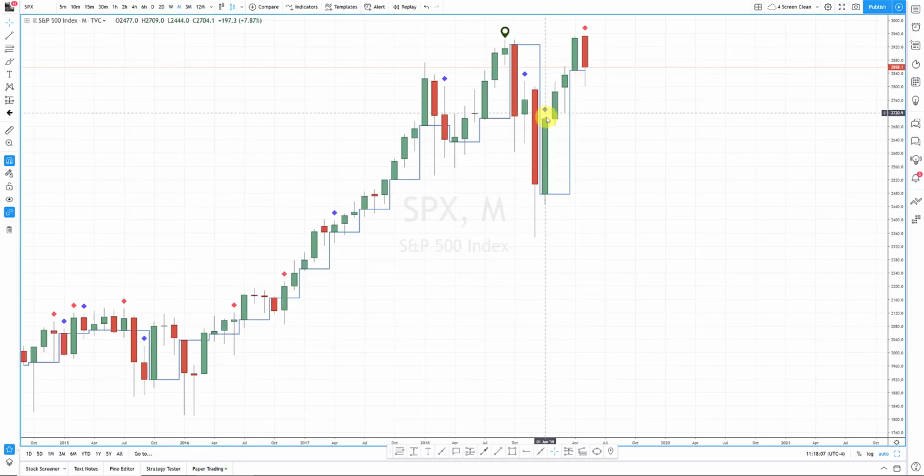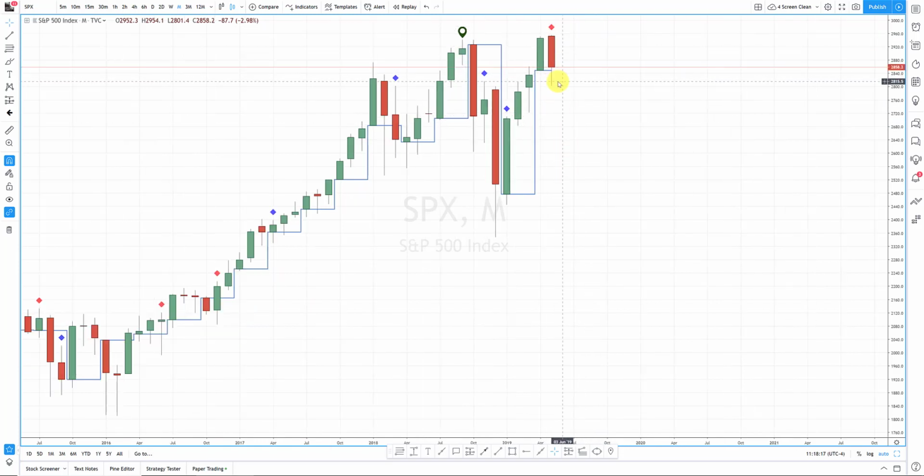Once this high gets taken out on the monthly, then they're going after that pivot, and ultimately that pivot, and that's what brought us to these all-time highs. But now where are we? Outside bar on the monthly. Trading very, very close to the quarterly open.